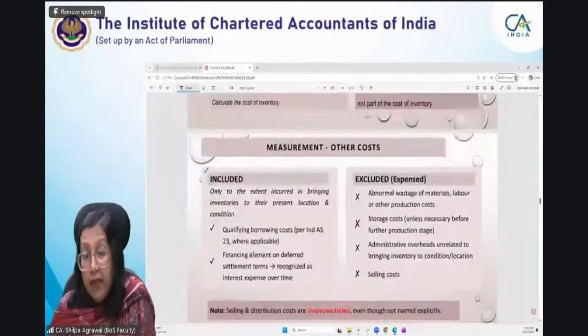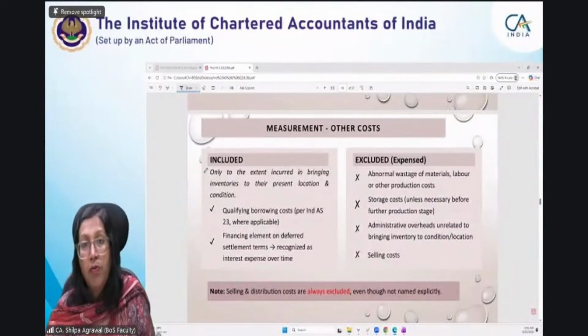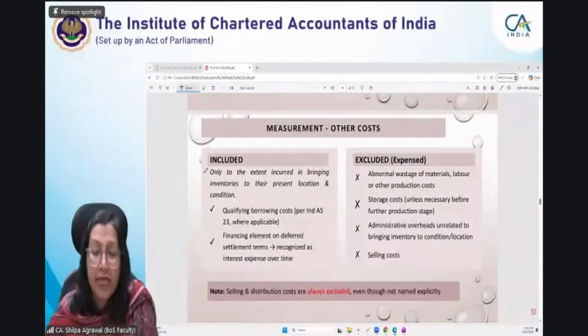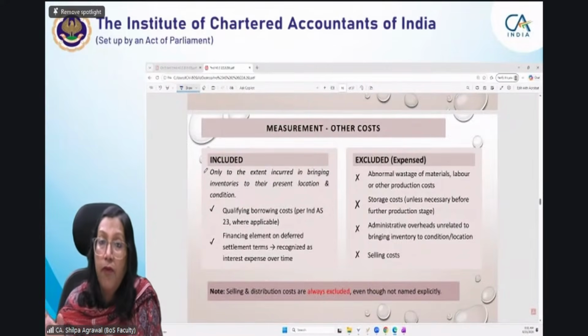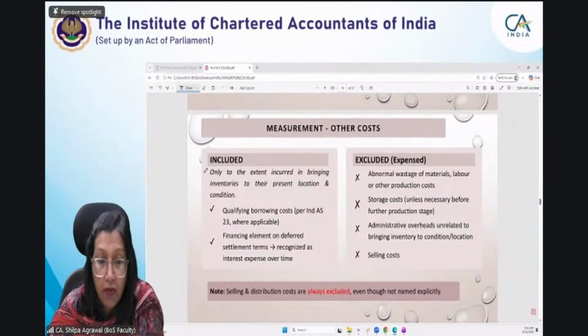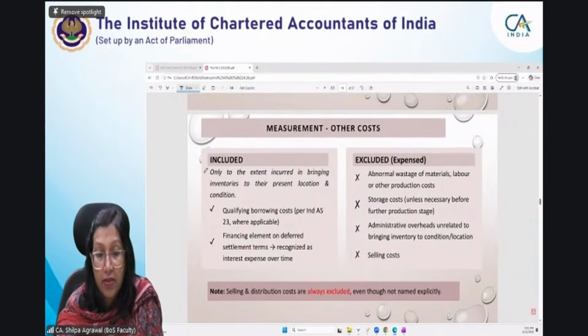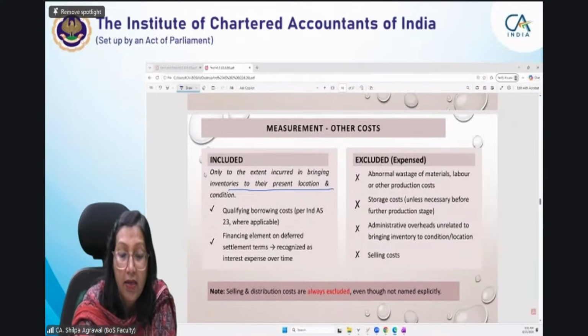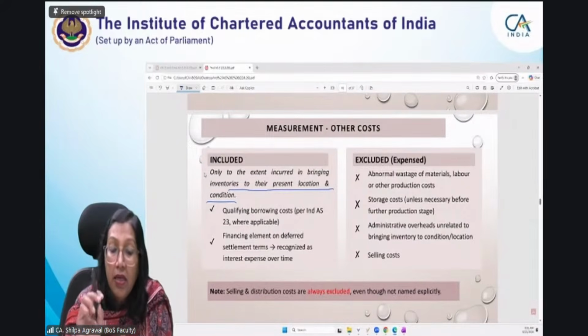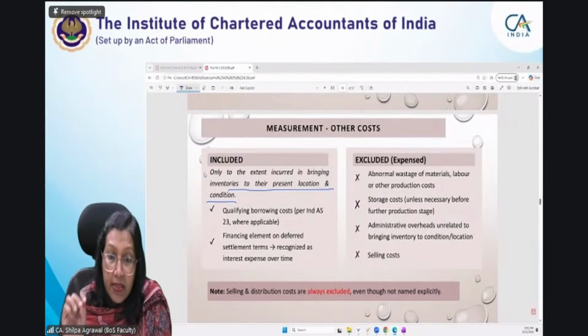Now, as we discussed earlier, the main portion which we have to discuss in the standard is measurement. So till now we have studied cost of purchase and cost of conversion. The third element which forms part of the inventory is your other cost. What is included in other cost and what is excluded? Inclusion is only to the extent incurred in bringing inventories to their present location and condition. This I am talking again and again. Any cost incurred to bring the inventory to its present location and condition.